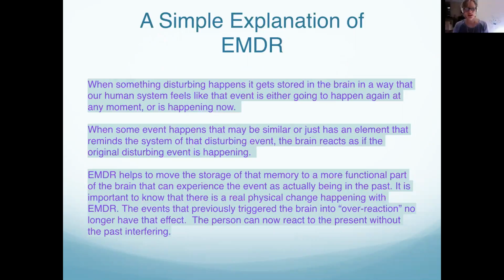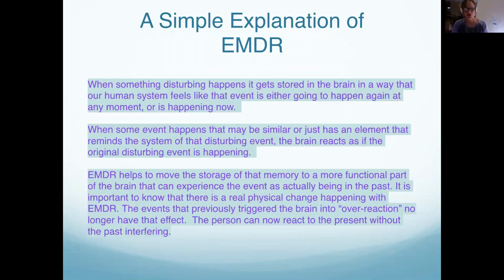And when some event happens that may be similar, or just has an element that reminds the system of that disturbing event, the brain reacts as if the original disturbing event is happening. And it reacts in the part of our brain that stores the emotional content. And so it doesn't necessarily say, oh, you're reacting to what happened to you when you were 3. It just has this lighting up of our system in an emotional way that's an overreaction.